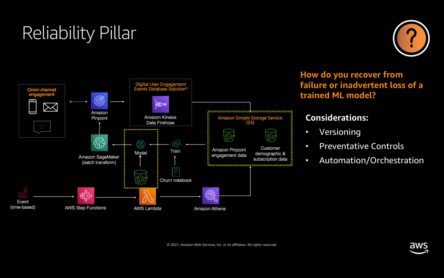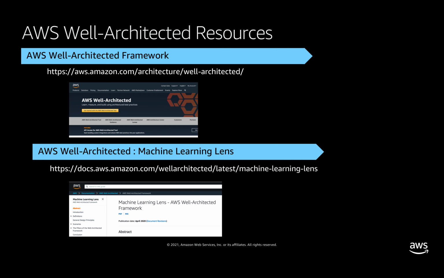You can check out the other questions and practices within the lens that are related to reliability, as well as the other pillars that we discussed here today. But to wrap it up, here are a few resources, including the broader AWS Well-Architected Framework that we discussed at the beginning, and the Machine Learning Lens. Again, these two should be used together to evaluate your workloads.